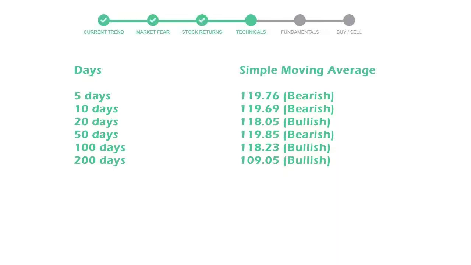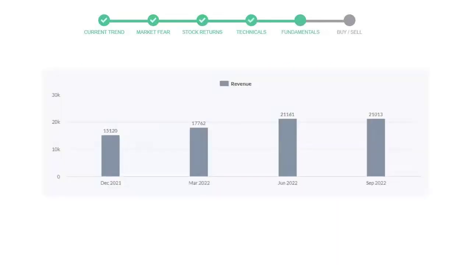Let's look at fundamental analysis. We will mainly see the last two quarters of the company. In June 22, the revenue was $21,161 million. In the recent quarter, September 22, it declined to $21,013 million.